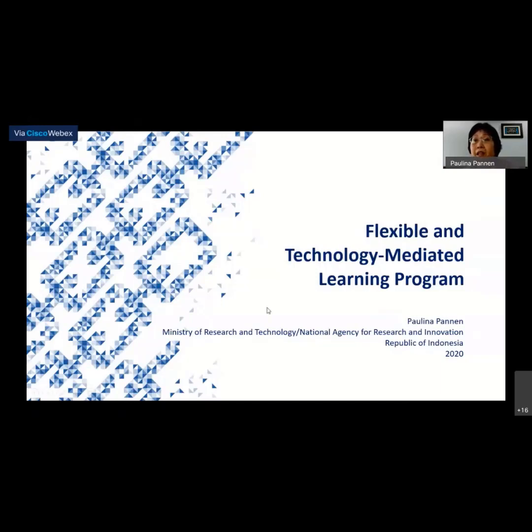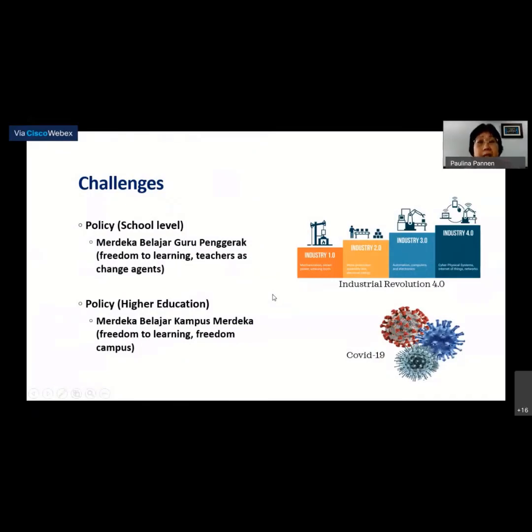The introduction and welcome remarks from Dr. Rene Colocar have been enlightening to us all, saying that the challenge is not only particular to the Philippines, it's also to every one of us in the ASEAN countries and perhaps in the global world also. However, Indonesia, I think, feels almost similar to what the Philippines is experiencing right now. And we have taken also some measures to answer the challenge. Okay, we are going to talk about the flexible and technology-mediated learning program. May I start with an explanation about Indonesian policy just prior to the COVID-19 pandemic.